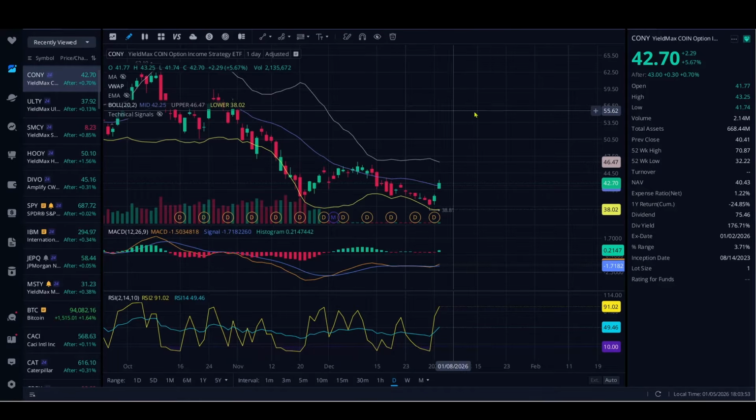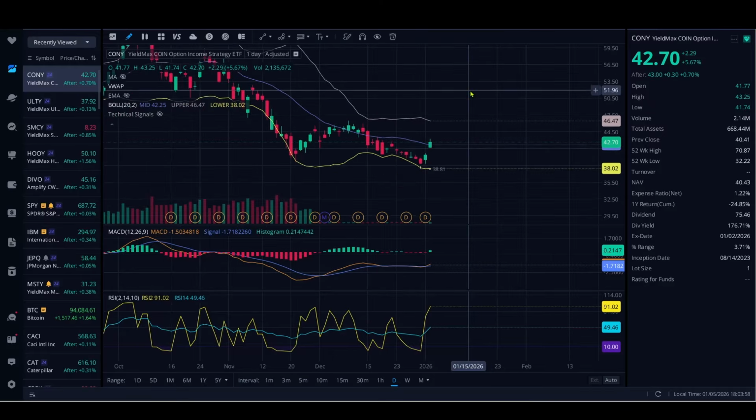So we've got CONY here, and that's the first one we're going to look at. The first thing I like to do is turn on my Bollinger Band. As you can see, I've already got that turned on.